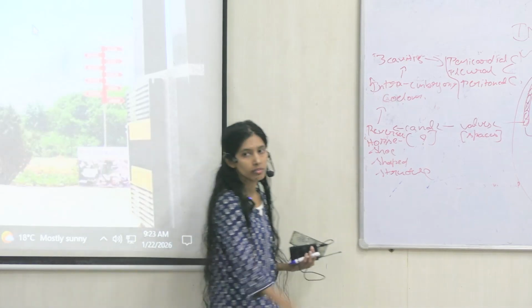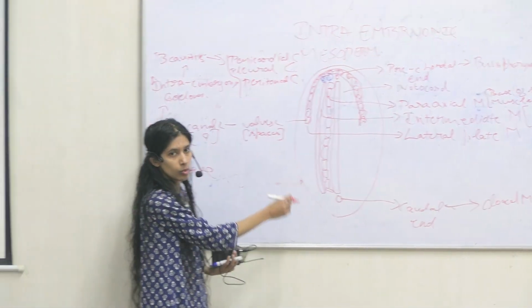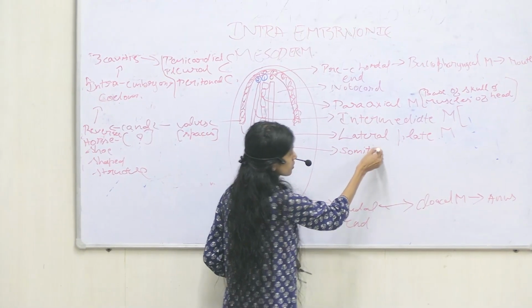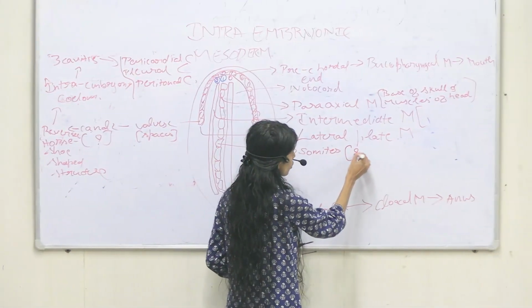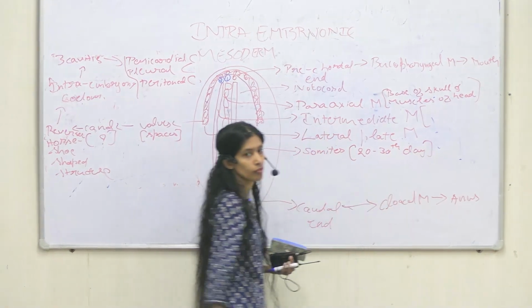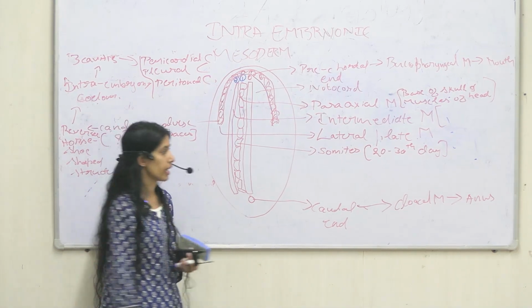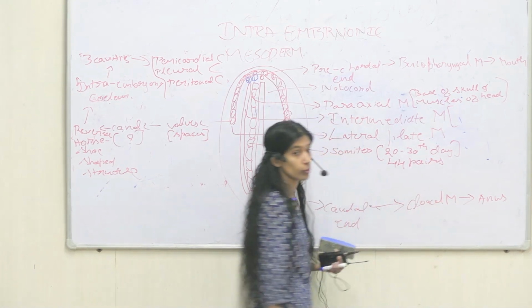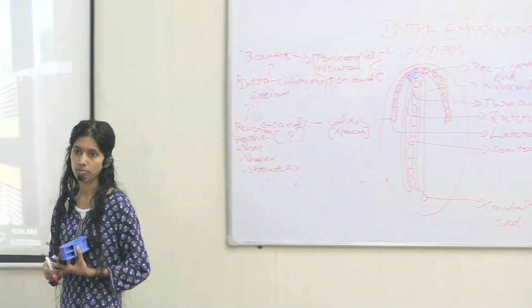Now we'll come back to the first part, the paraxial part. The cuboidal cells which I mentioned are specially called somites. These somites appear on the 20th to 30th day, that is in the first month. And how many pairs of somites can we see? 44 pairs. At this phase, we can see 44 pairs.